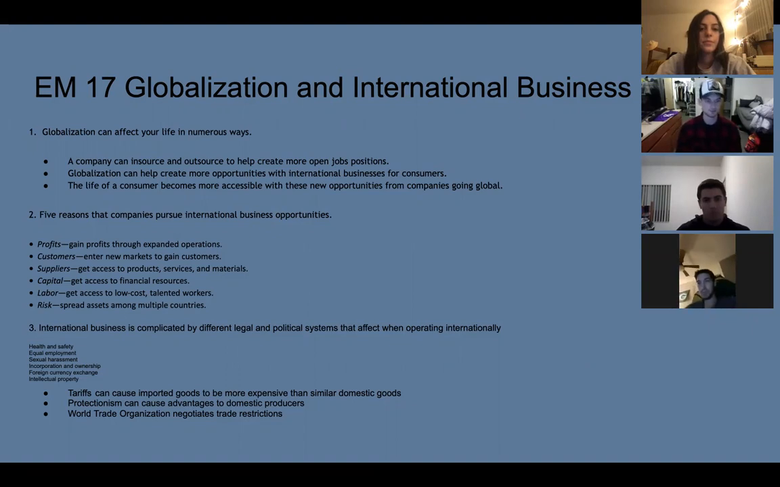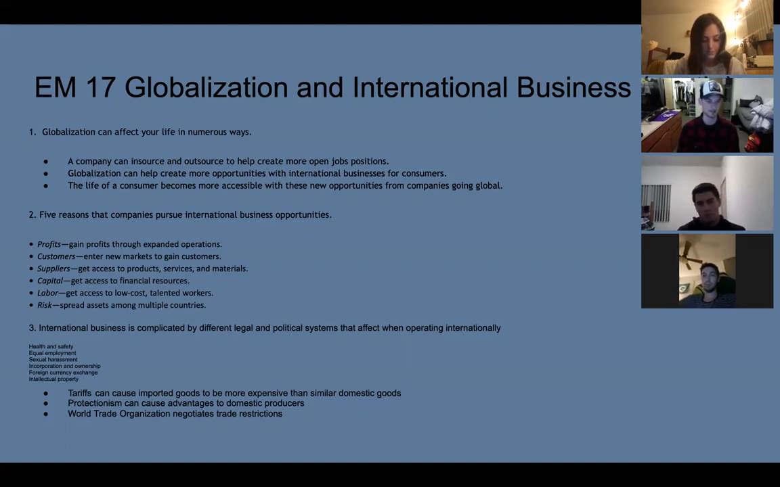There are multiple reasons why companies pursue going global, and they get more international opportunities. Here are 5 reasons. Profits: you get more profits through the expanded operations. New customers, because you're entering new markets. New suppliers, so you get more access to products, services, and other materials.